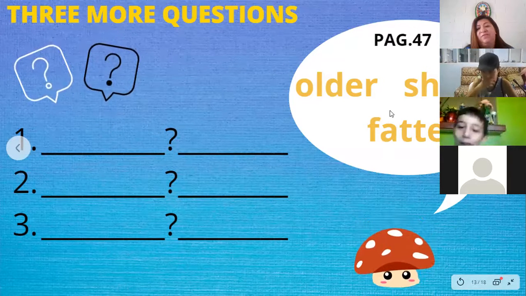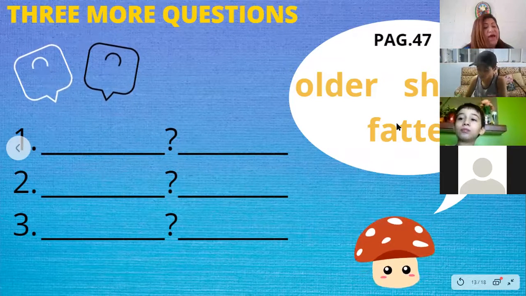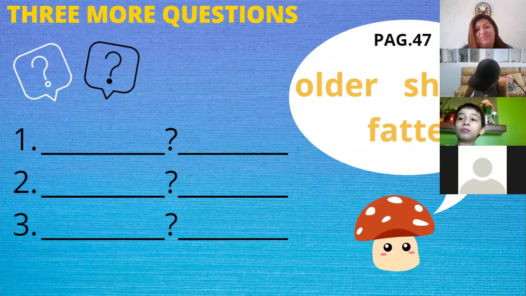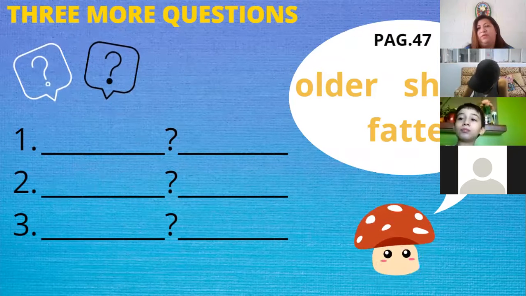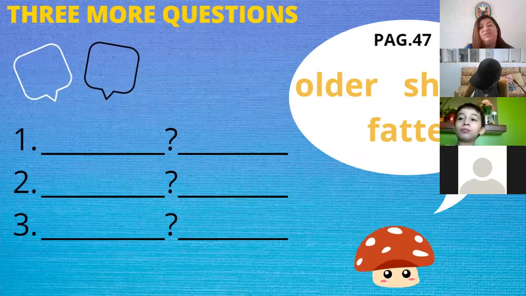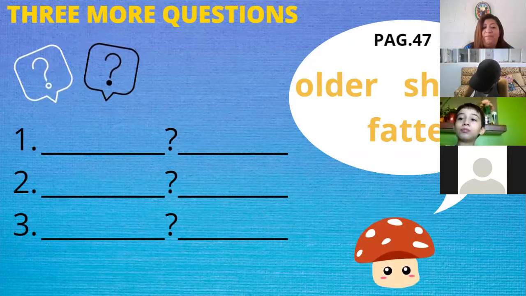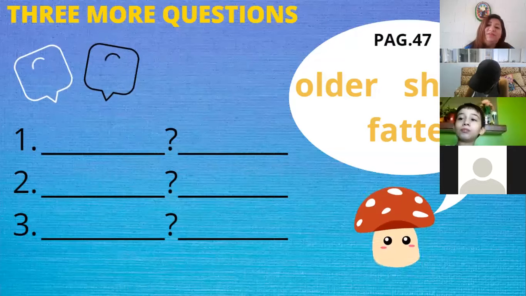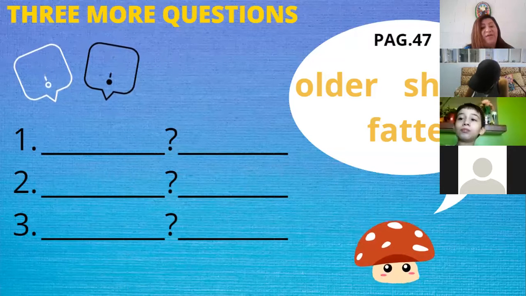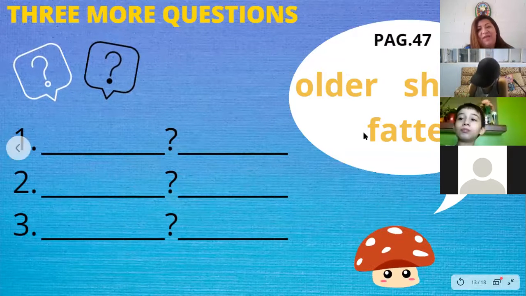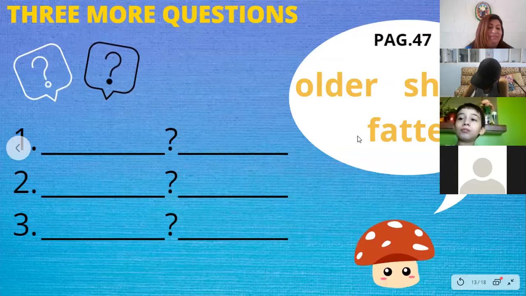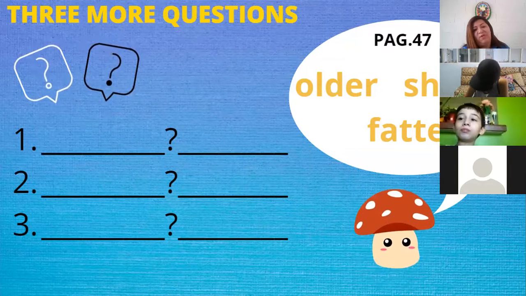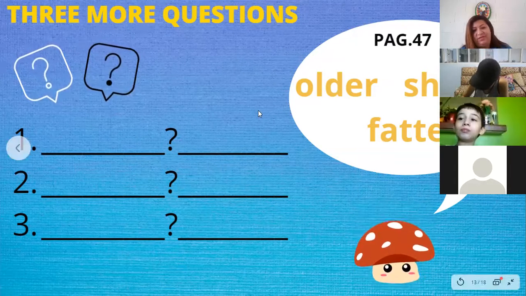And finally, with fatter, we can ask help from Zoe and Alex. We can write the following question. Is Zoe fatter than Alex? And the answer will be, yes, she is. These are some suggestions of questions that you can write.